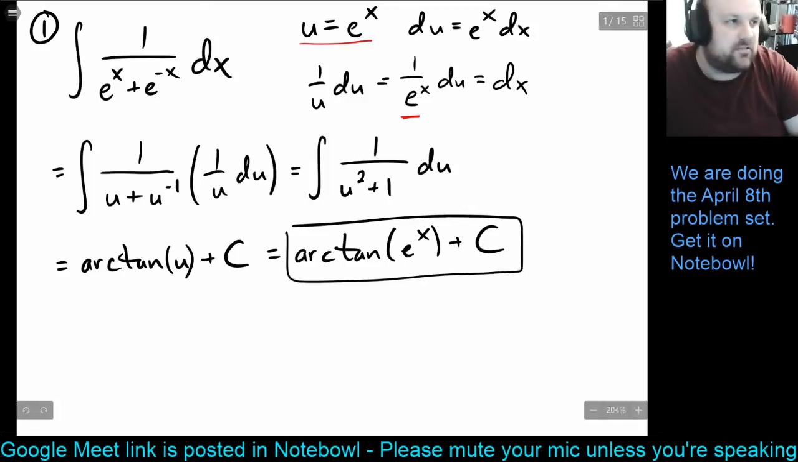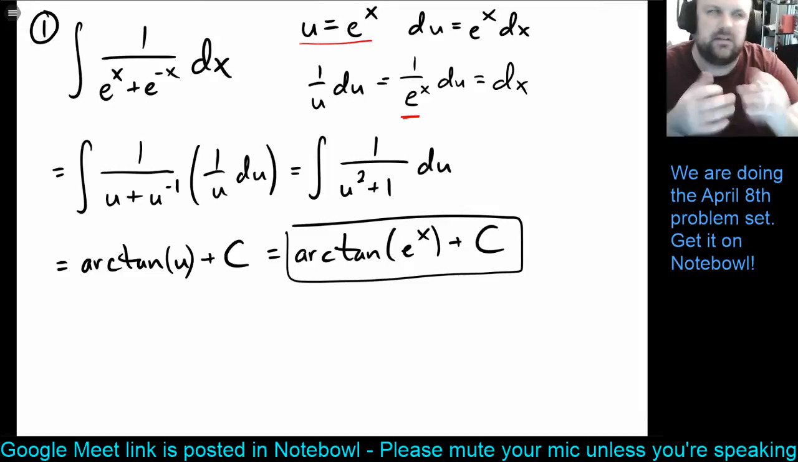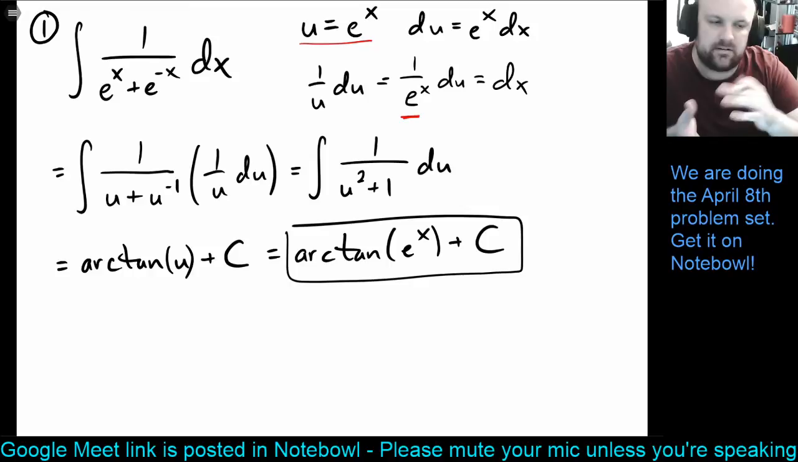So this integral looks tricky, but really the trickiness of this integral is that it's not written in a form that we can work with. We have to edit or manipulate the functions.